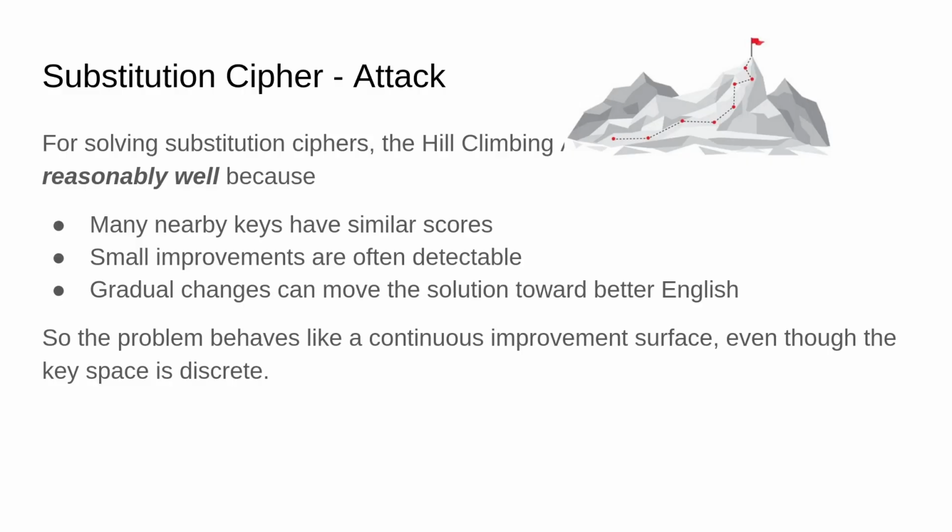Also, small improvements are often detectable. If the new key produces a text that looks more English-ish, then the scoring function will reflect that improvement. And because of this, gradual changes can move the solution toward text that looks more English-ish, which means that each successful swap will bring the decrypted text closer to the original meaningful English sentence. And you can get the plain text by that.